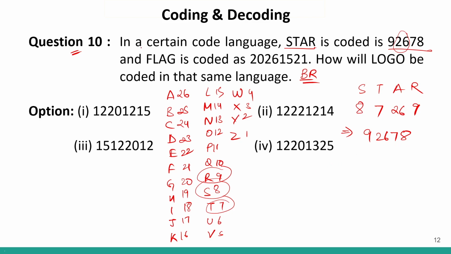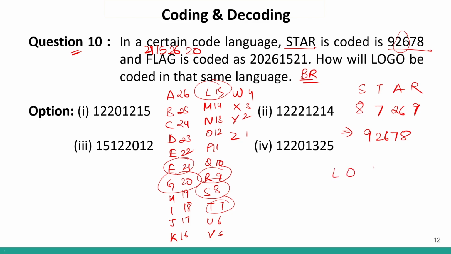For flag, let us check. Backward ranks for flag will be, for F it is 21. For L it is 15. For A it is 26 and for G it is 20. So now if I write them in reverse, it will be 20, 26, 15 and 21. Correct? So this is the code.